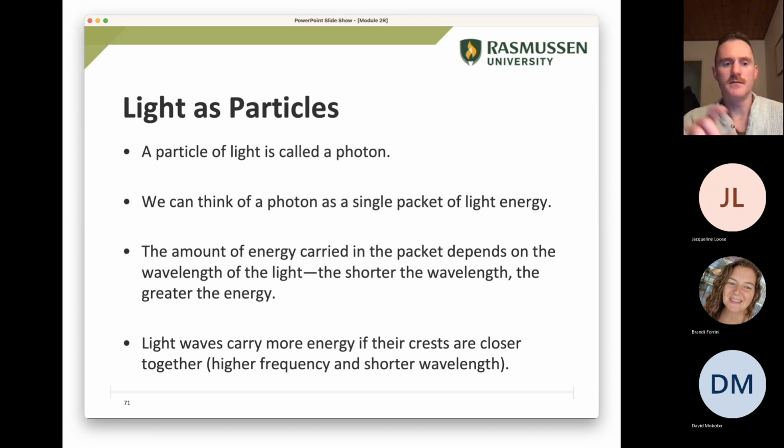This is on the quiz. It's in the test bank on the quiz, so focus on it in case it comes up on your quiz. Light waves carry more energy if their crests are closer together: shorter wavelength, higher frequency, right? If their wavelengths are shorter, they have a higher frequency because those crests are moving through the same period at a faster rate. And that all means higher energy.